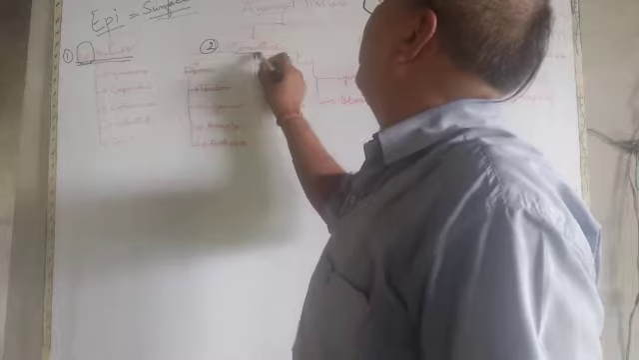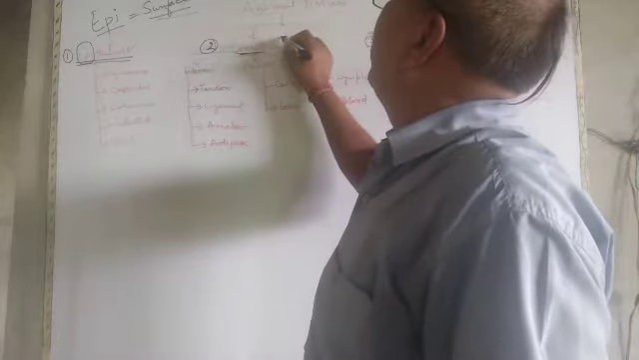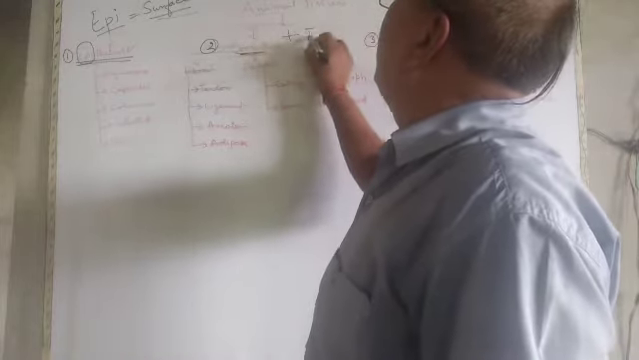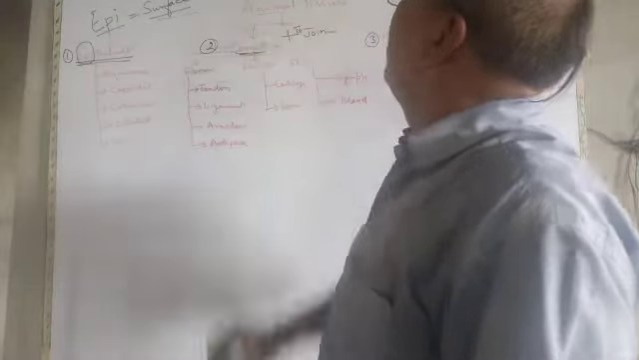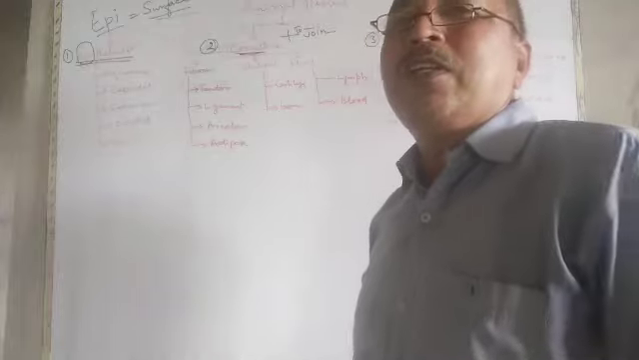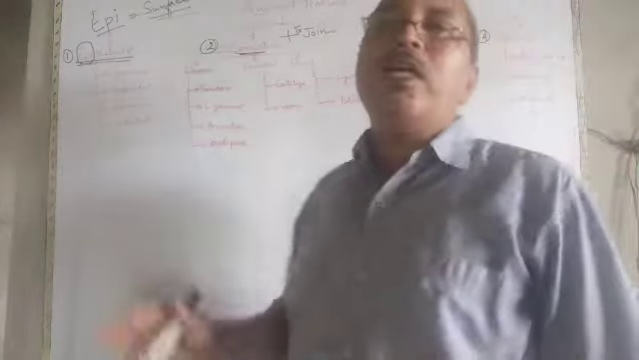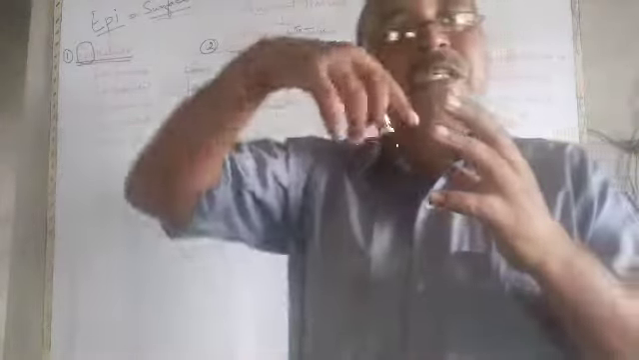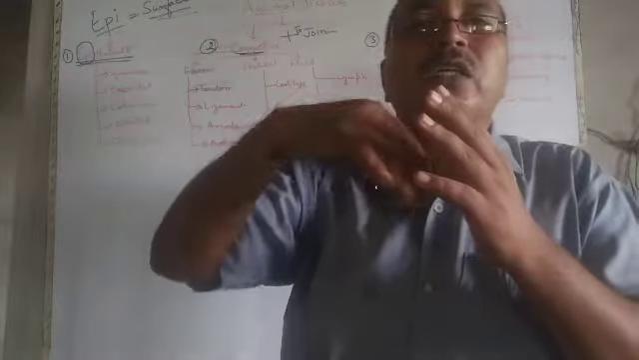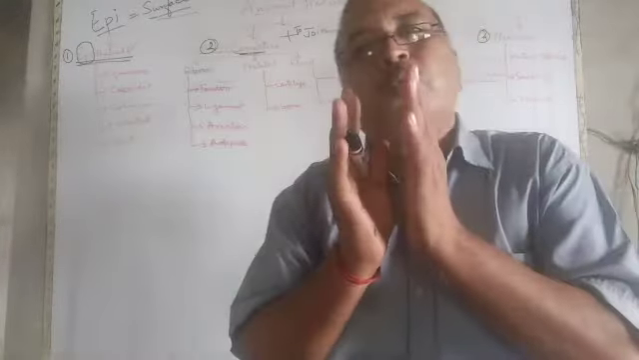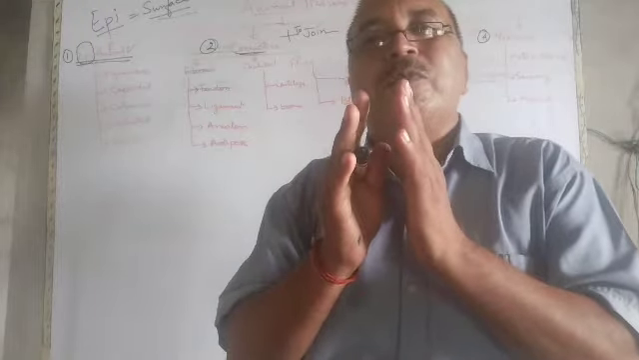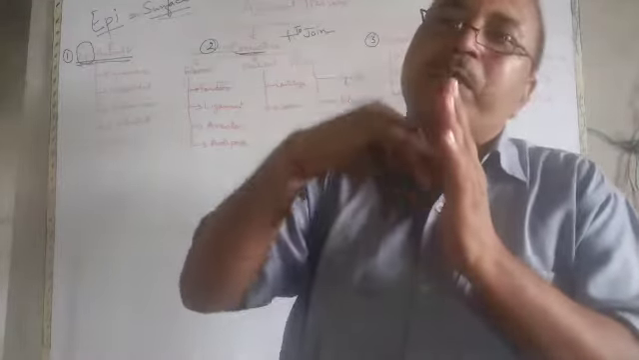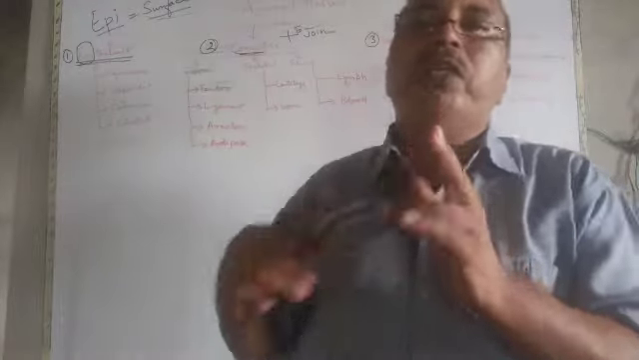Then the second kind of animal tissue that we see is connective tissue. As you see the name, connect means to join, right? So all the tissues that are present in between two body parts, maybe organs, maybe tissues, maybe cells, all that are present in between two.